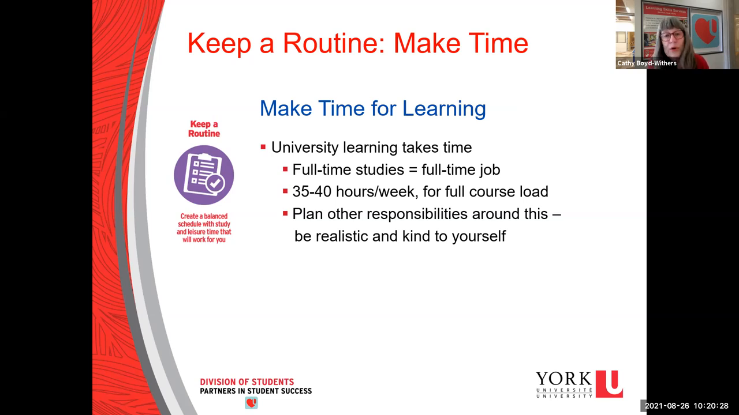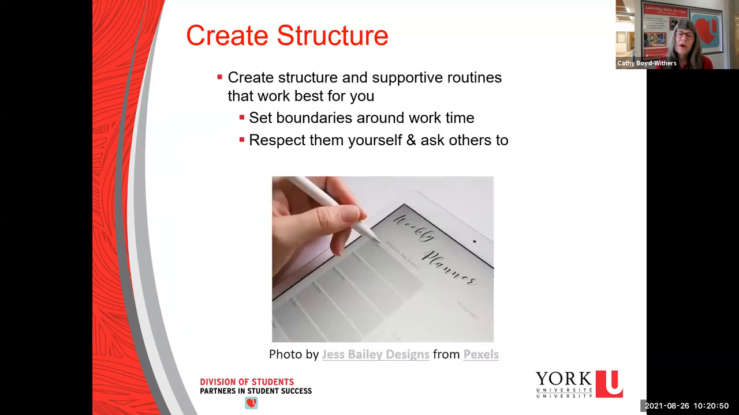It's just the way the learning is structured. So if you are working, for example, a full-time job and thinking you'll be able to do full-time university studies, that's probably not realistic. You're not going to be able to feel that you can give what is needed in either direction. So it's important to understand the time needs for university.